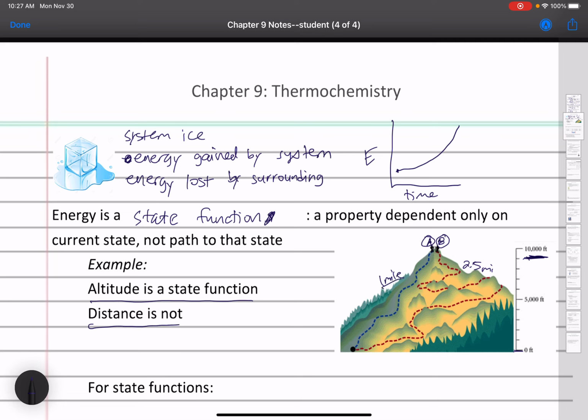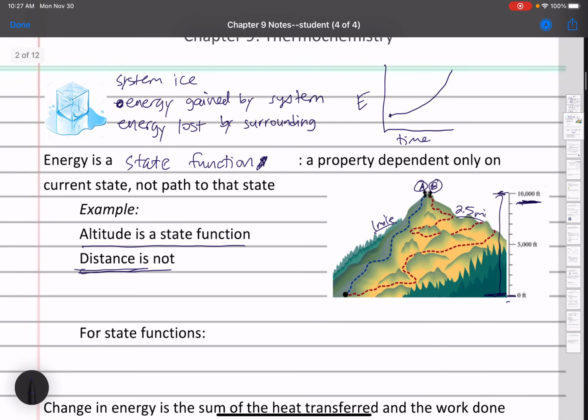So they went different distances. They covered different distances, but they both ultimately went from an elevation of 0 feet to 10,000 feet. So altitude would be a state function. Doesn't matter how they got to that altitude. They both climbed the same difference in height, but the miles that they covered, depending on the path they took, were different. So some measurements in chemistry and physics are state functions, meaning that the difference is simply start to finish. And the path is not important.